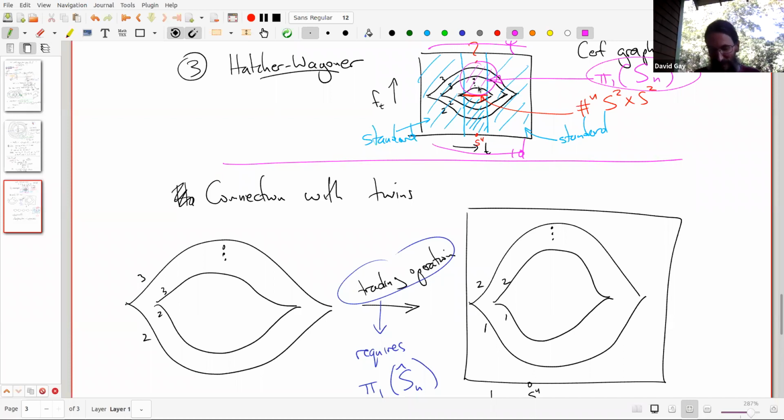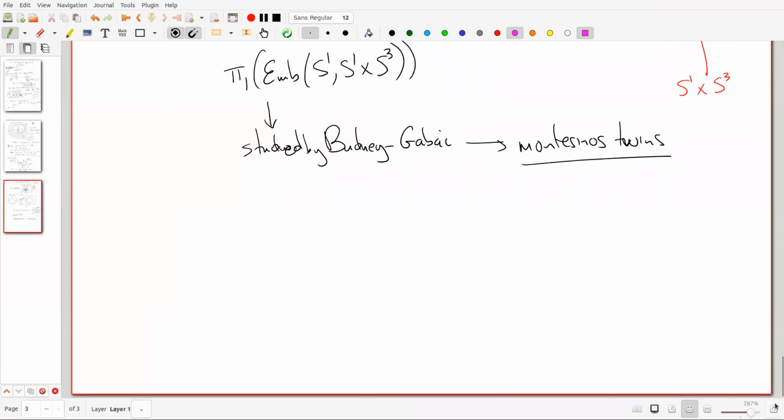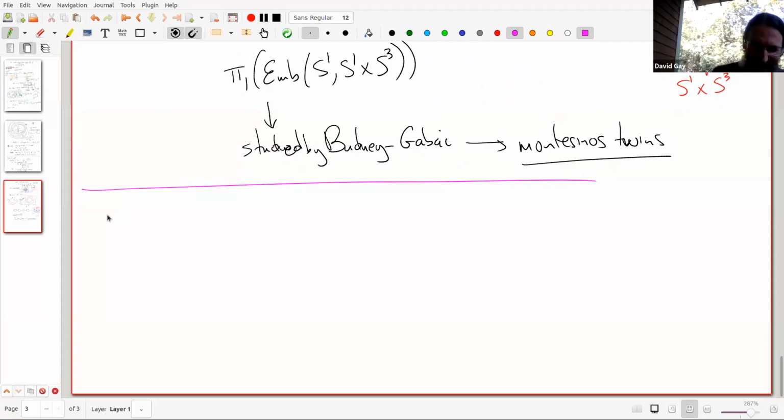Something I've never seen anybody talk about that's somehow related to this is, I like to think of it as the slice. You're writing something because it's okay, I'll write it down. So here's a question. I'll call it the slice Schoenflies problem.